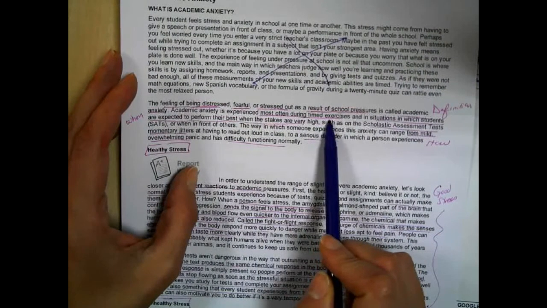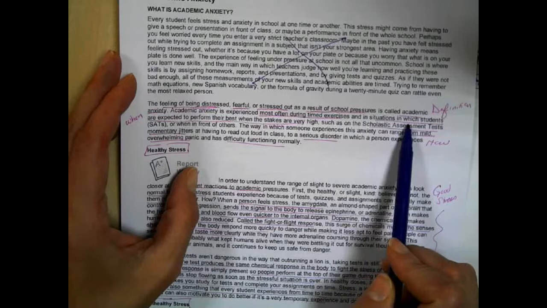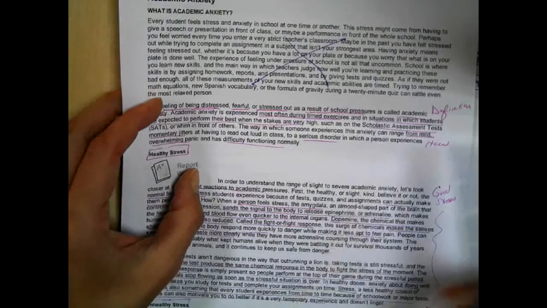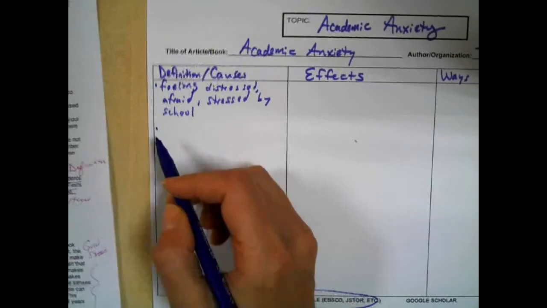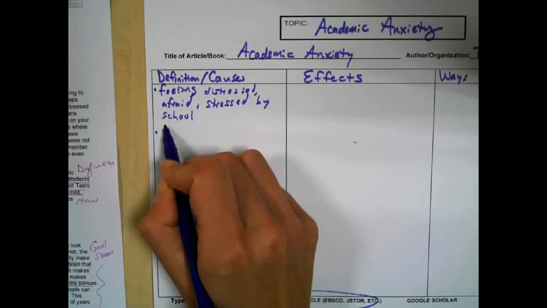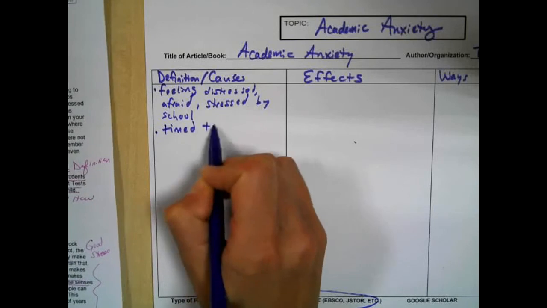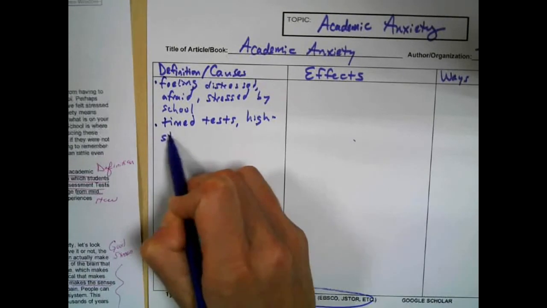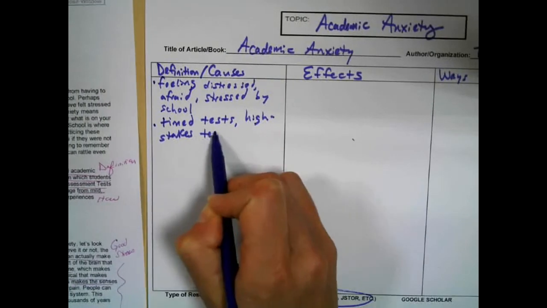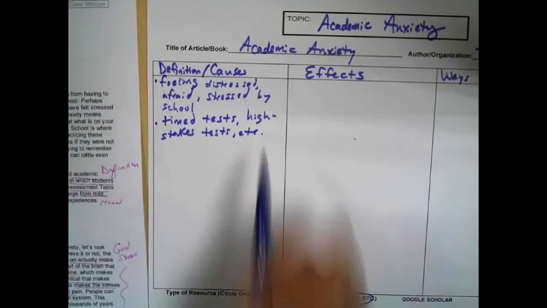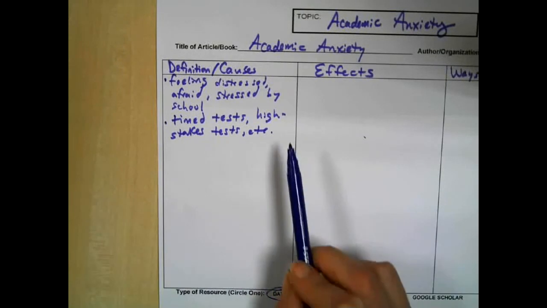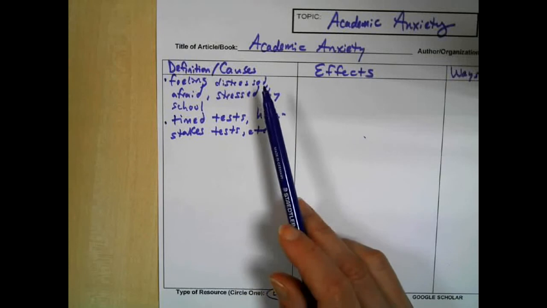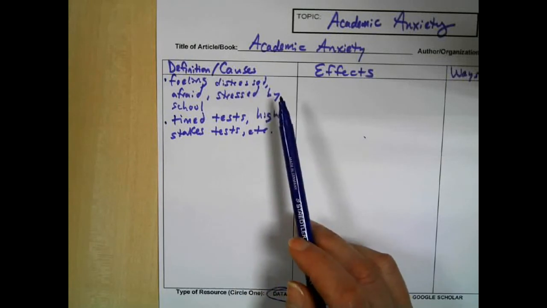Okay, so then I go on. Most often experienced during timed exercises and situations in which students are expected to perform their best when the stakes are high, such as the SATs. So I'll say timed tests. We'll say high stakes tests, etc. And you notice I am not using complete sentences. So that's the other tip. No complete sentences, put it in your own words. Chances of plagiarism, 0.